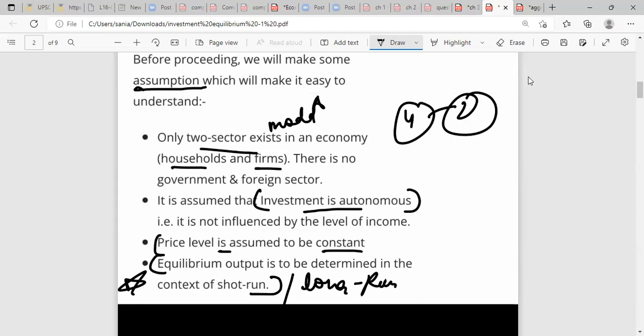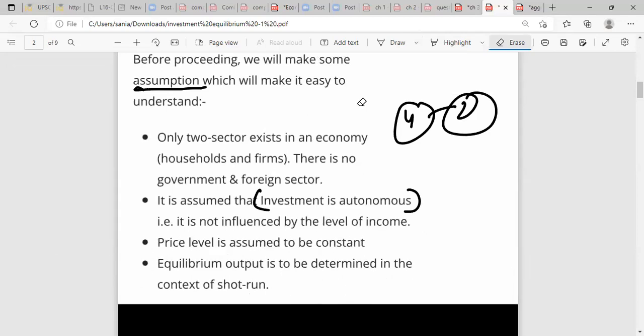Okay. Wait, I'll just explain it again. So what you're going to write, first of all, you will write assumption and then you will write two sector model. Okay, and you will write household and firms. Okay, then you will write investment is autonomous. Second point. Third point, price level is constant. Okay, and the fourth you will write the entire thing. Clear? Yes, ma'am.